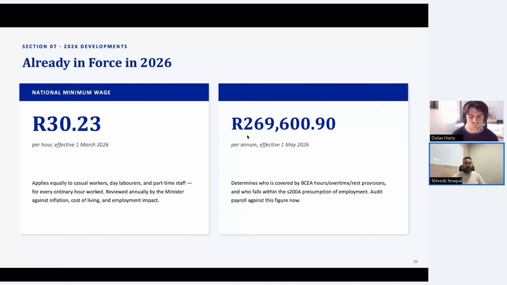So if attendees take only 2 payroll compliance actions after today, they should be: check all pay rates against the current national minimum wage, and audit which employees sit above or below the BCEA threshold.